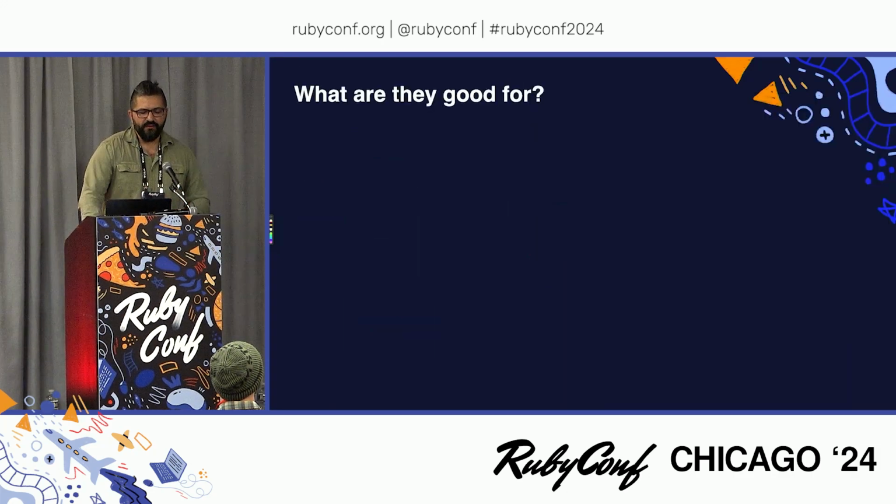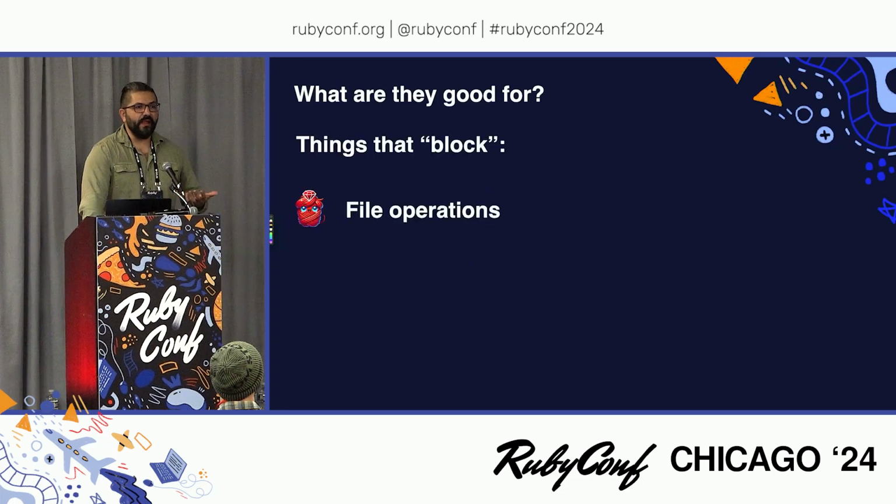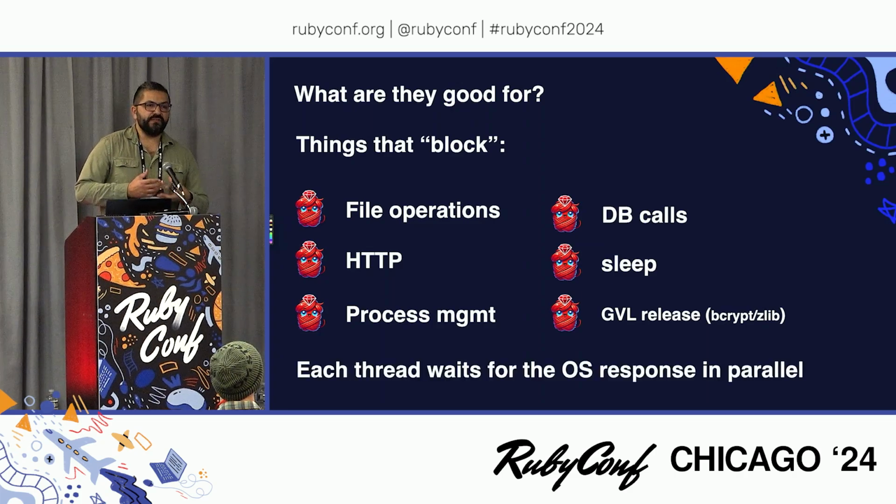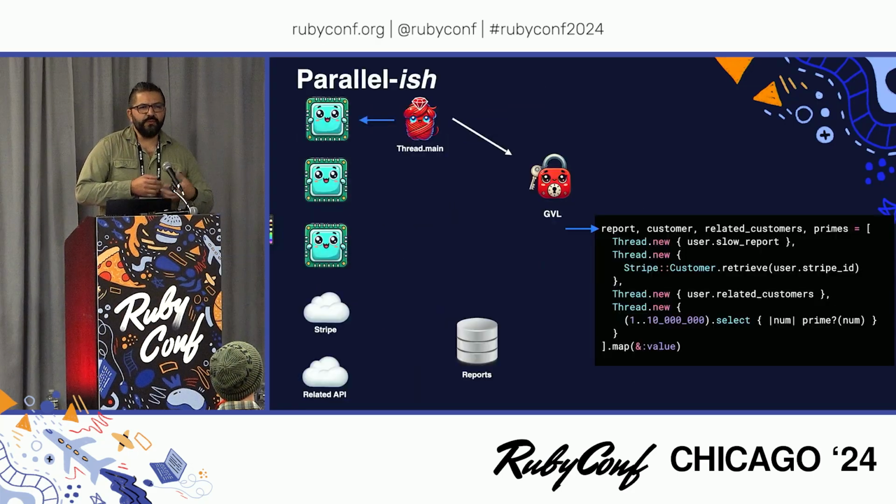With that in mind, what are they good for? They're good for things that block. So they're good for file operations, DB calls, HTTP, sleep, process management. And if you use a library like bcrypt or zlib, those will actually release the GVL as well, and you can operate those in parallel. So each thread waits for the OS response in parallel. So that ultimately means that, to me, how I refer to threads is they're really parallel-ish.